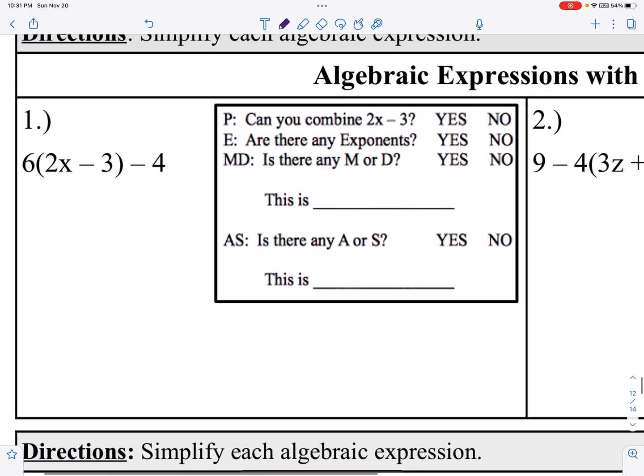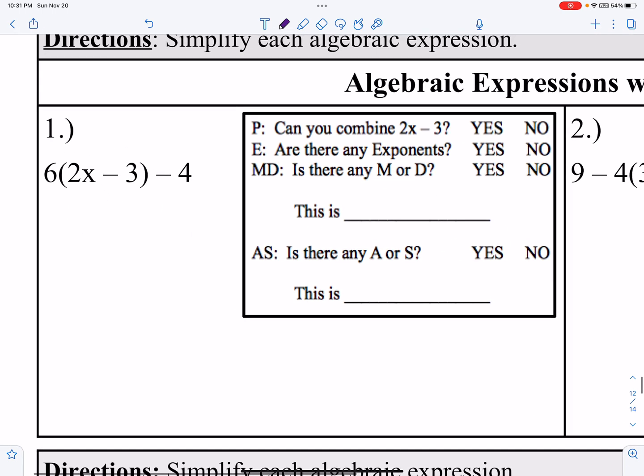All right, so let's look at this first one here. Remember that we need to use please excuse my dear Aunt Sally, PEMDAS. And so when we're simplifying, let's go ahead and take a look at the punctuation here. Can we combine 2x minus 3? And the answer is no. And so we're going to move on to the next step of PEMDAS. So are there any exponents? There are not, so we don't have to do that.